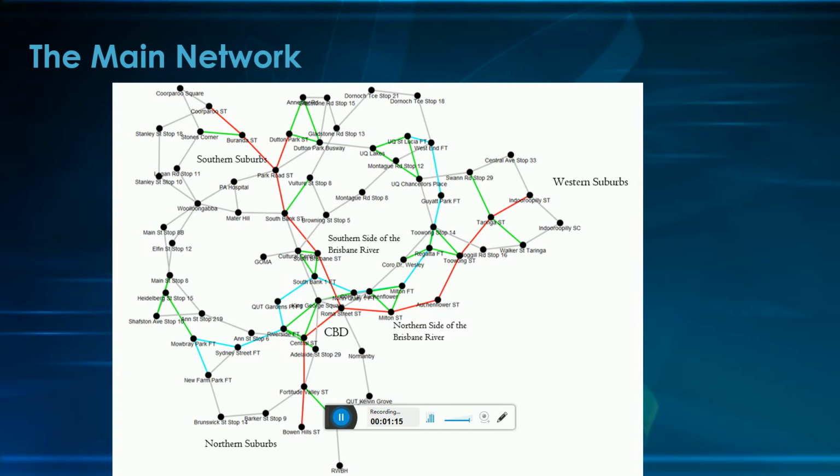You can also see that the northern suburbs are down on the bottom left with New Farm and Fortitude Valley. The western suburbs are up in the top right with Taringa and Indooroopilly, and the southern suburb stops are up in the top left with Woolloongabba, Dutton Park, etc.